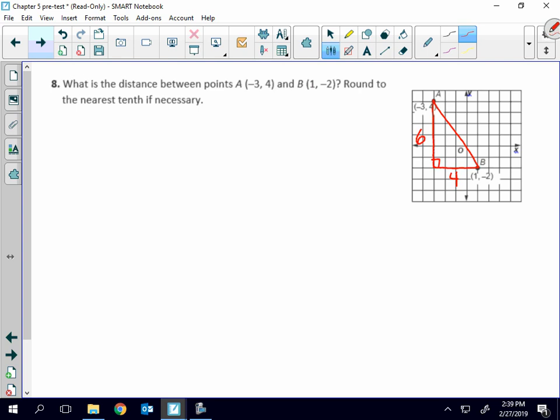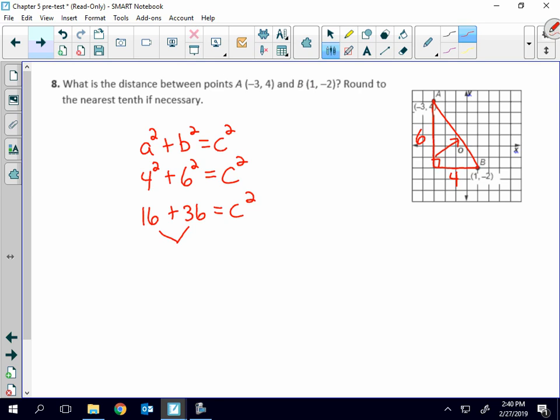So since this is my right angle and I don't know my hypotenuse, my formula is going to be this. C is the one I don't know. We'll call 4 the A because I like to call the smaller one A, although it doesn't matter as long as C is the biggest side. All right, 4 times 4 is 16. 6 times 6 is 36. Add these up. 16 and 36 is 52. And now to get C by itself, we're going to need to square root both sides.